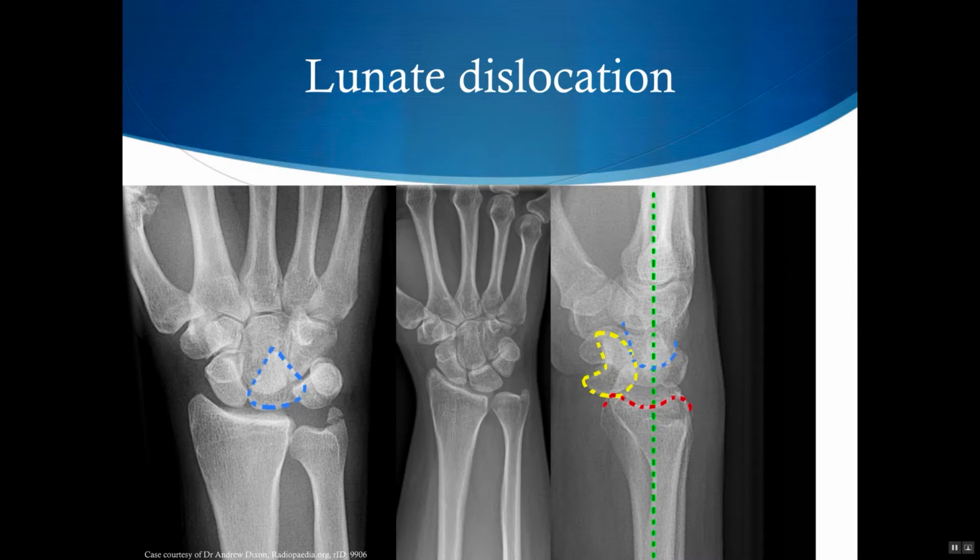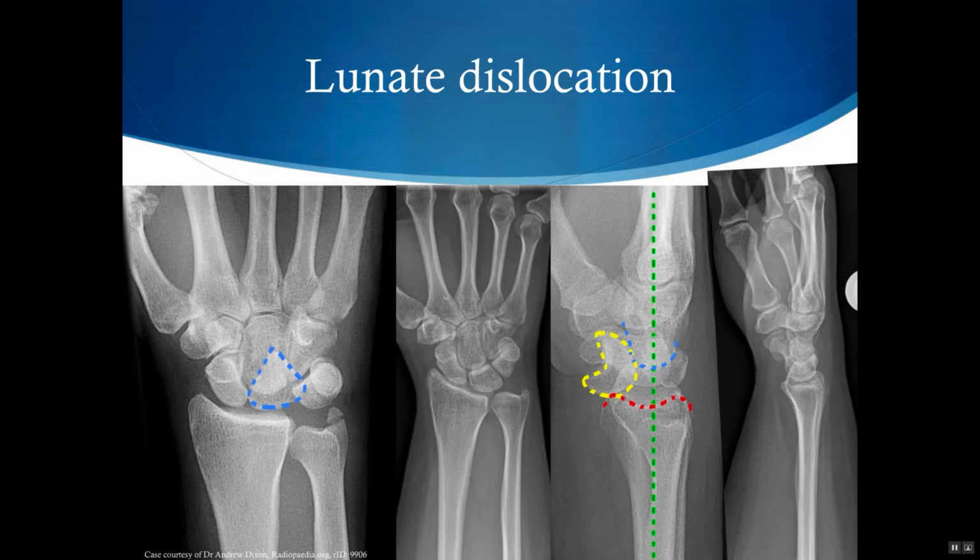The radius, which is outlined in red, and the capitate, which is outlined in blue, are still in the correct alignment. Here's the normal lateral wrist x-ray for comparison.